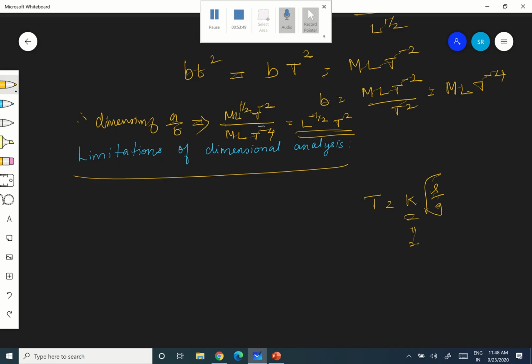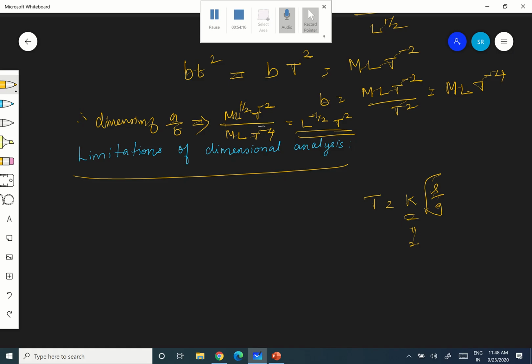Is it clear? I won't write here. Just record it. You have to write it in your classwork. I am just giving it orally. Number one: in this method, the constants involved in the formula cannot be found out while you are deriving the formula using dimensional analysis. Right.